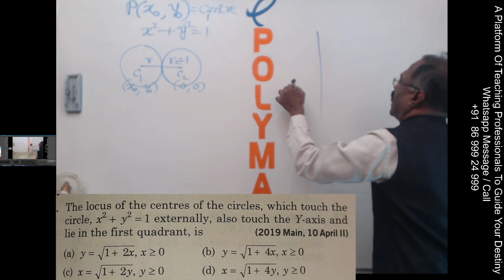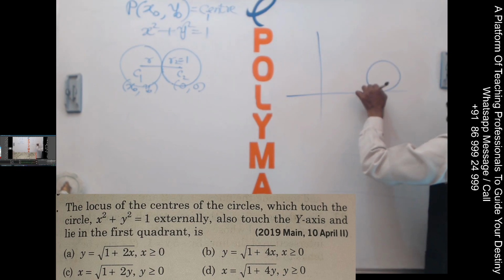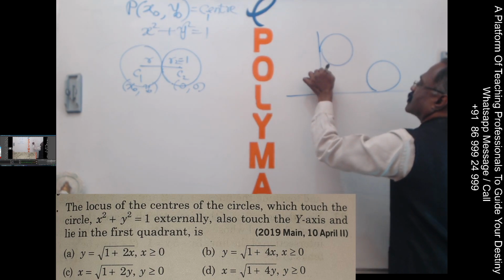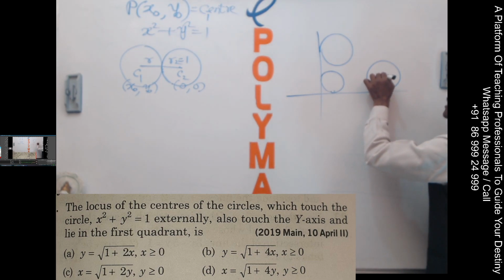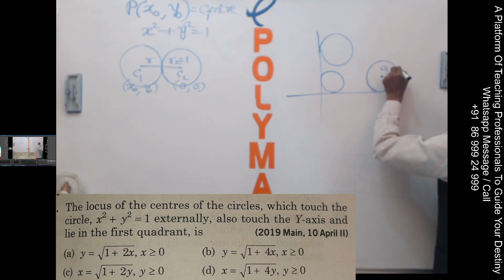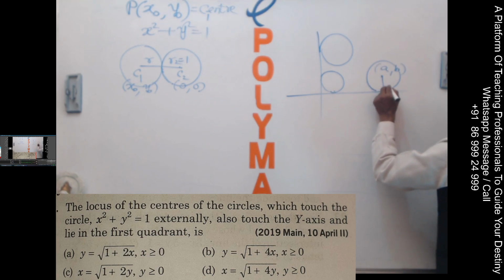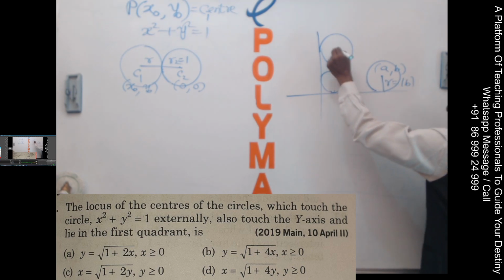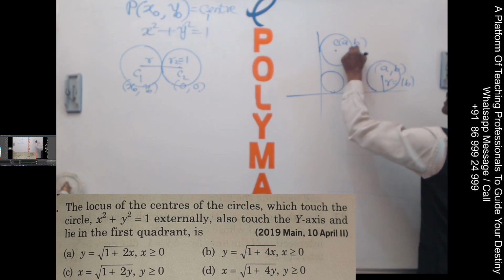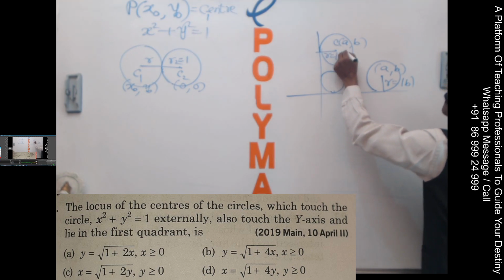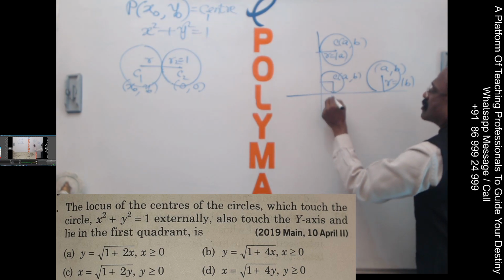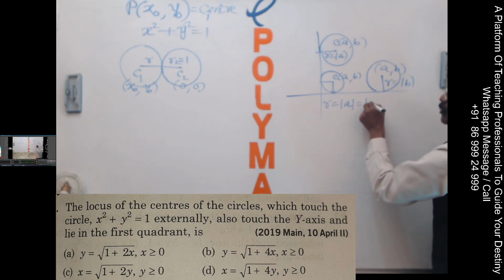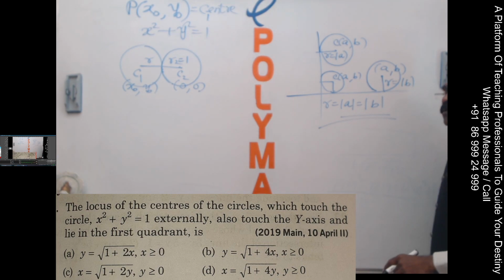I revise it. This is the circle, please. This is another circle. This is one of the circles. What are the conditions here? When the circle touches the x-axis, if the center is (a, b), then r = |b|. If it touches the y-axis, then r = |a|. That won't change. See, why is it not changing?